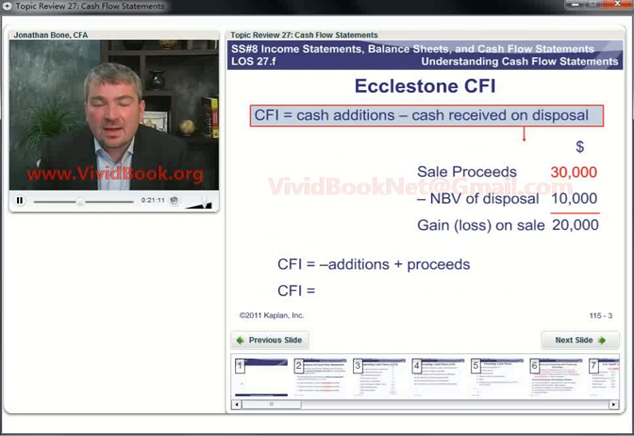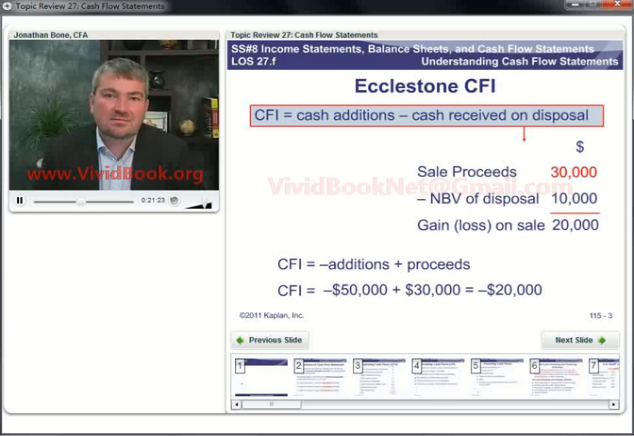We've got everything we need to compute CFI now. We know the additions represent an outflow, the sales proceeds represent an inflow. So we spent 50,000, but we raised 30,000 on disposals. So overall, we've got a net outflow of 20,000 for our CFI.